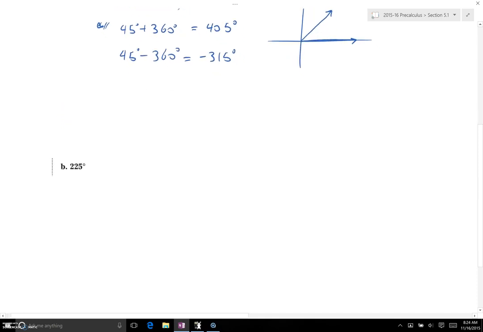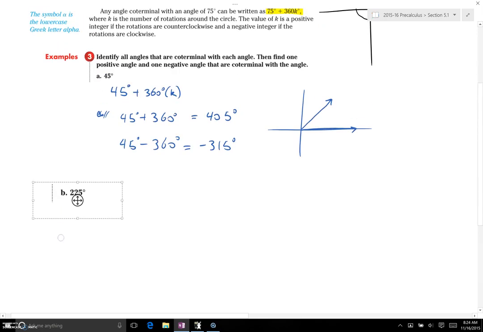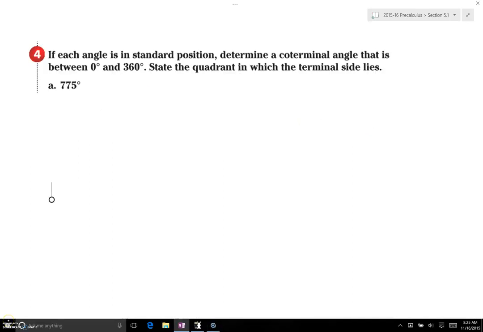Alright, so why don't you guys try section B of this example, and then you can check back in the notes in just a second and see what the answer is. Okay, so let's do the opposite of what we just did. We have an angle that is larger than 360 degrees, and we want to find a coterminal angle that's between 0 and 360 degrees.